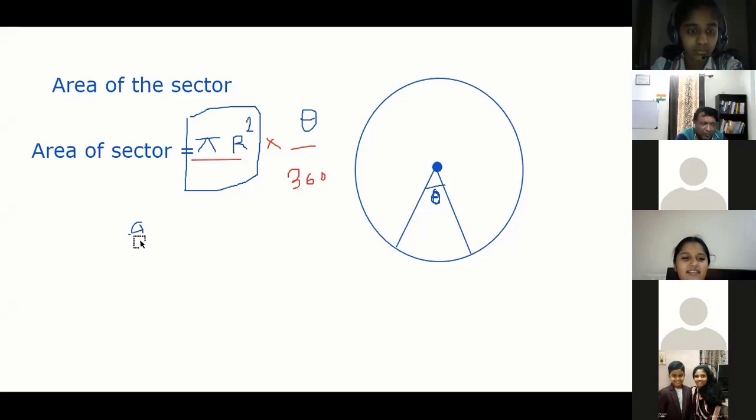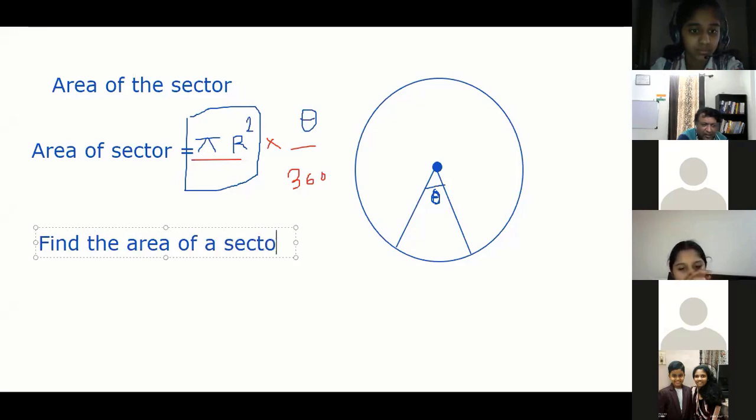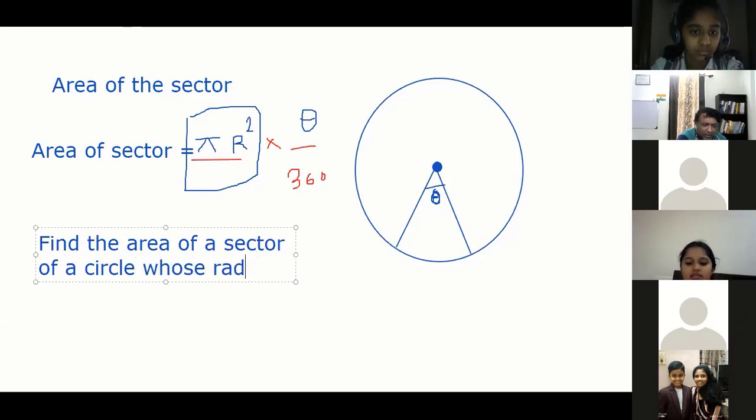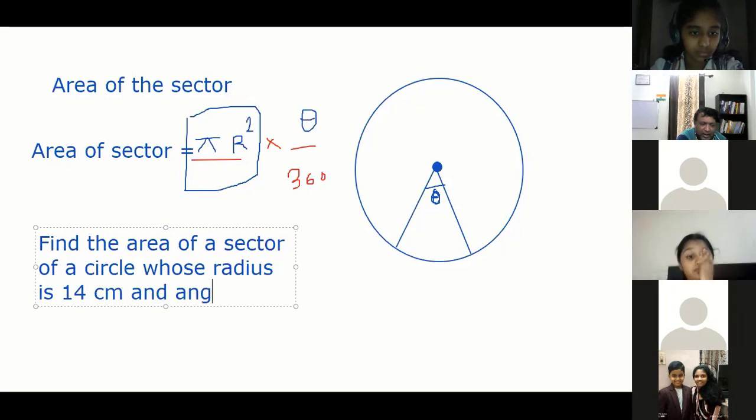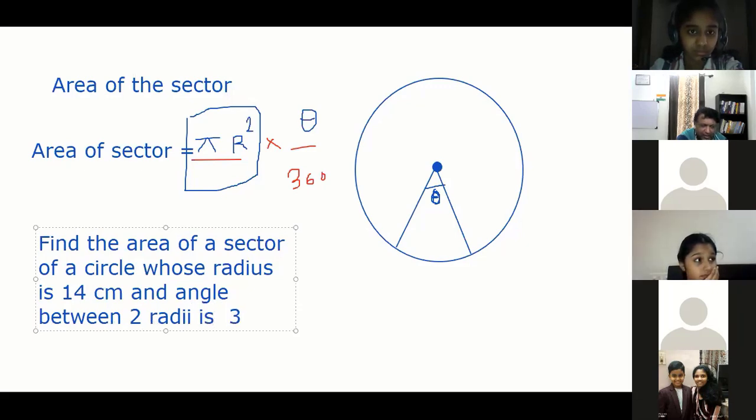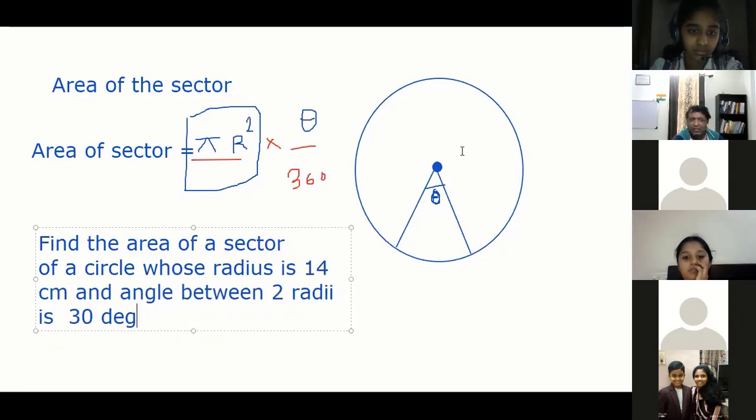I'm going to give a question now. Tell me you can do or not. Find the area of a sector of a circle whose radius is 14 centimeter and angle between two radii is 30 degree. How will you do? Everything is given what you want, right? Yes, sir, it is easy.